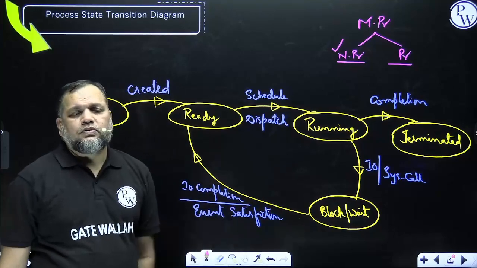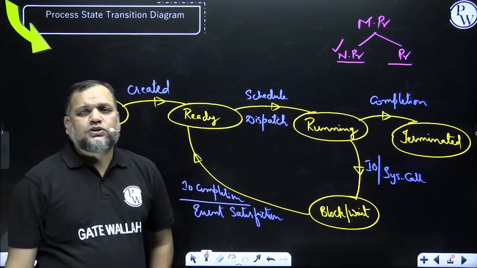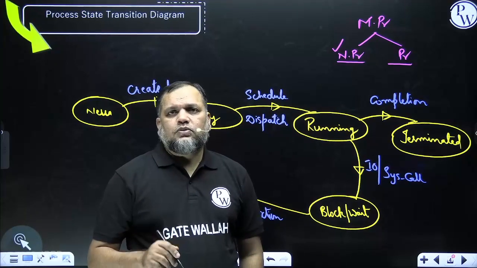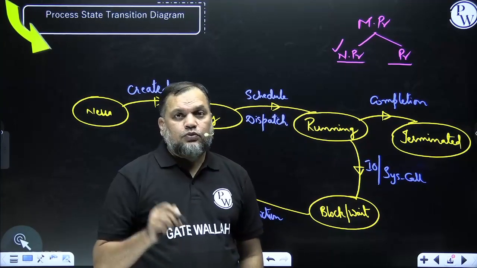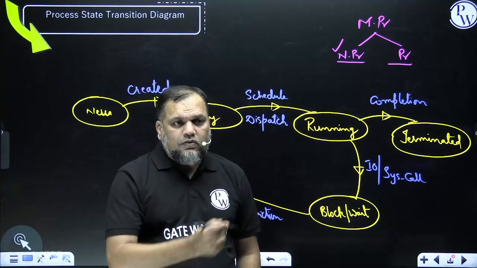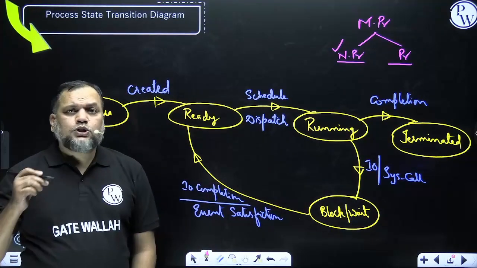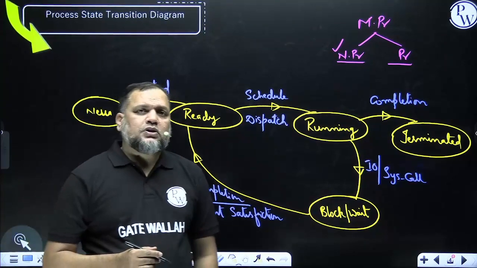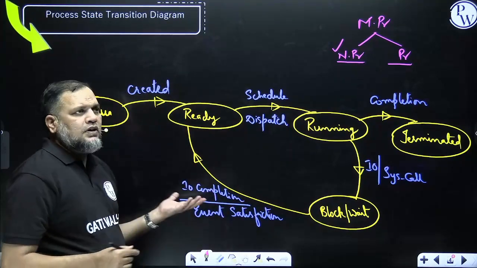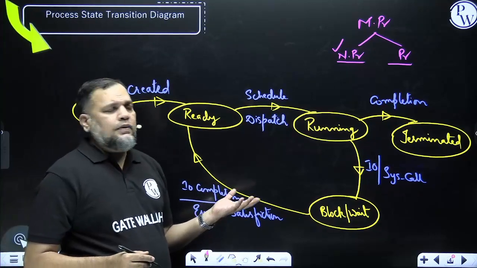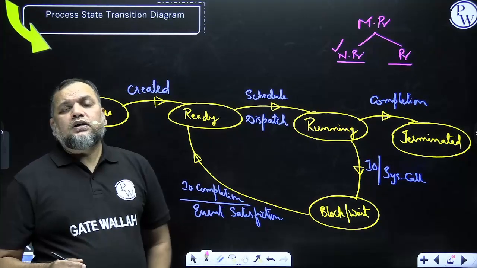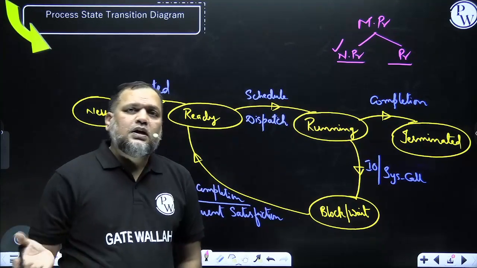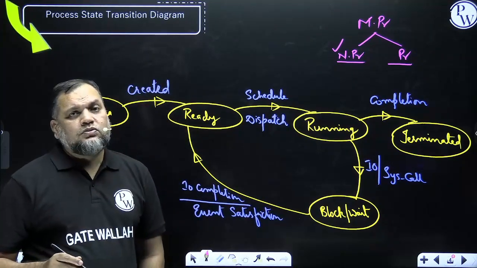This is non-preemptive. Now the major question is, if you want to convert this diagram from non-preemptive to preemptive, listen to that. From non-preemptive, if I want to convert it to preemptive, then what should I do? That's a great question. I don't need any extra state. All the states have been covered here. So what is that extra transition that I need to make so that the process state transition diagram gets converted from non-preemptive to preemptive?